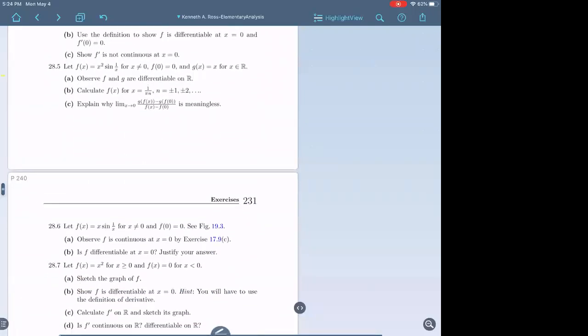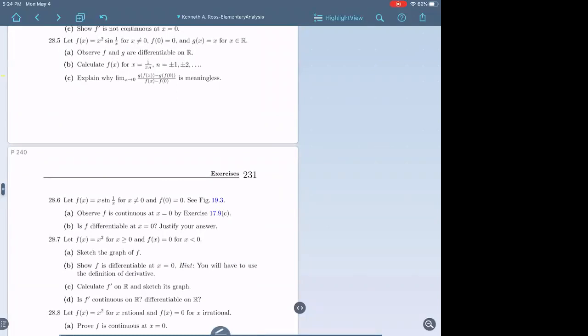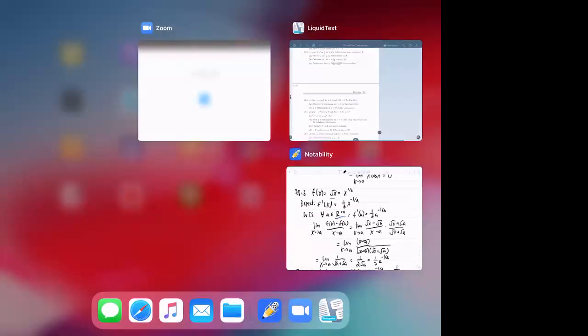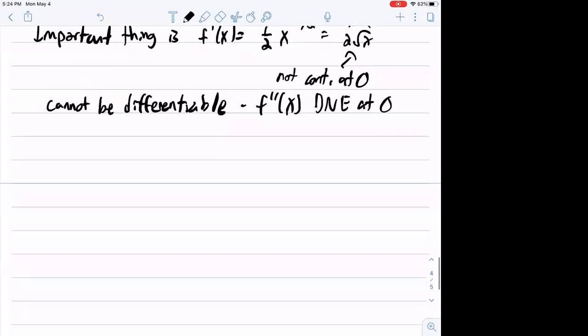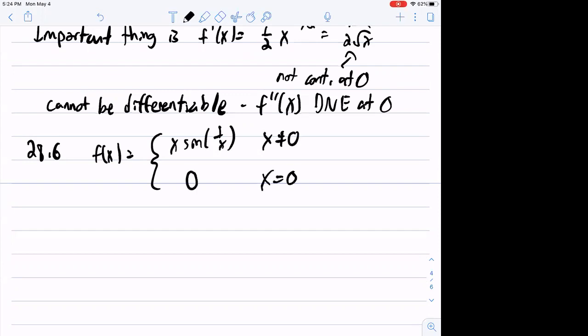Okay, let me go to 28.6. So this is another cool thing. I'm just going to assume it's continuous at x equals 0. You could show this, right? So we have that f of x is x sine of 1 over x for x not 0, and it's 0 for x equals 0. So the question asks, is f differentiable at 0?